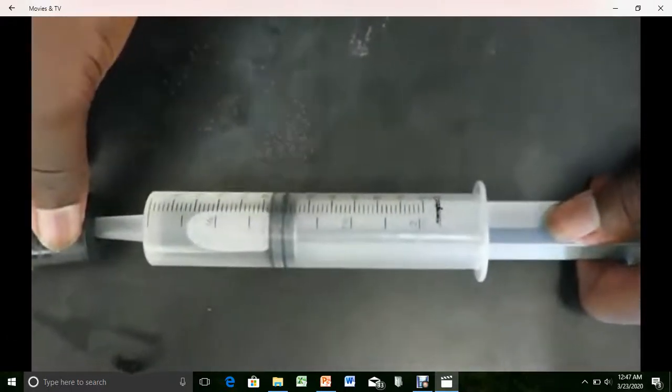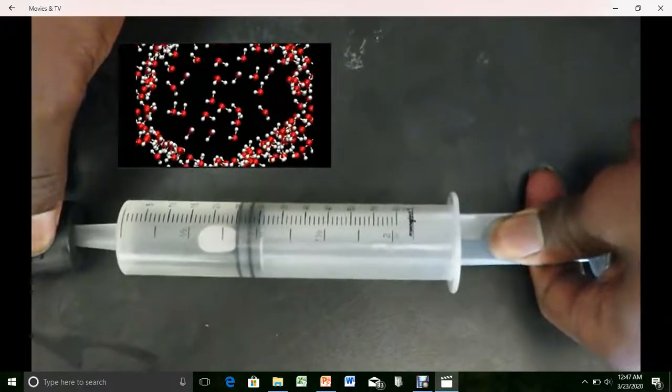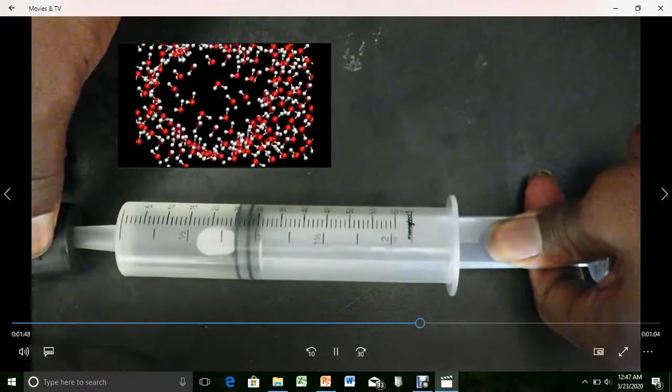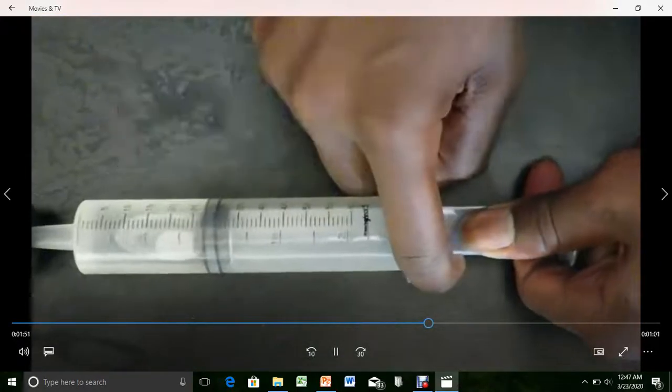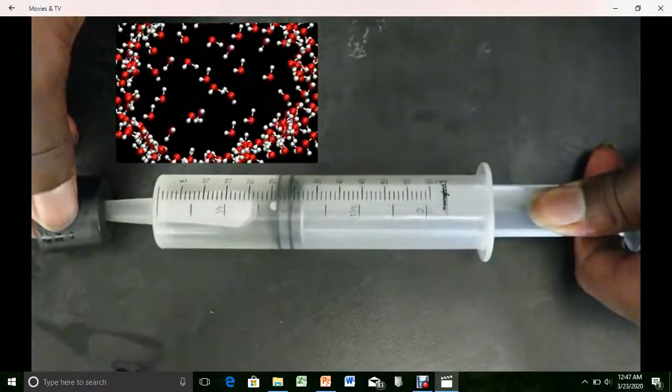We can see this with the syringe. We push in the plunger, we increase the pressure, molecules move closer together and the bubble becomes smaller. When we pull the plunger out, we're decreasing the pressure. That means those molecules can spread out more easily and the bubble grows.